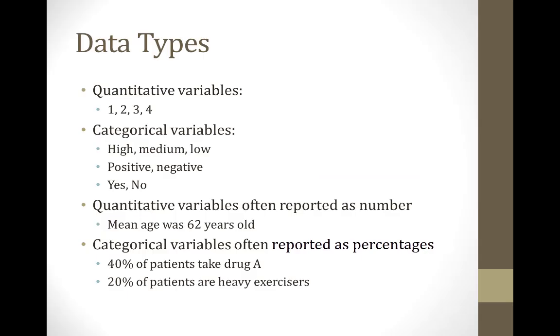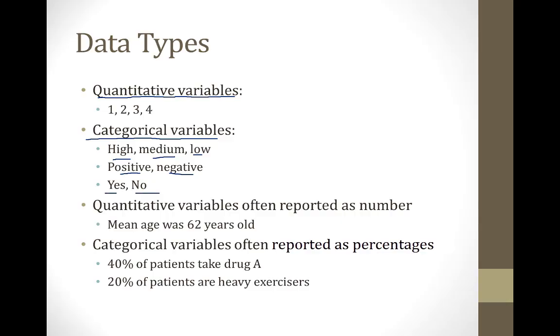So before we discuss the three specific tests of significance, we need to discuss types of data. The first type of data that you need to understand is quantitative data. Variables that are quantitative have numbers associated with them, like 1, 2, 3, 4. They go in order. They usually go from 0 up to infinity, and they can sometimes be negative. Other data are what's called categorical. These are things like high, medium, and low, or positive and negative, or yes and no.